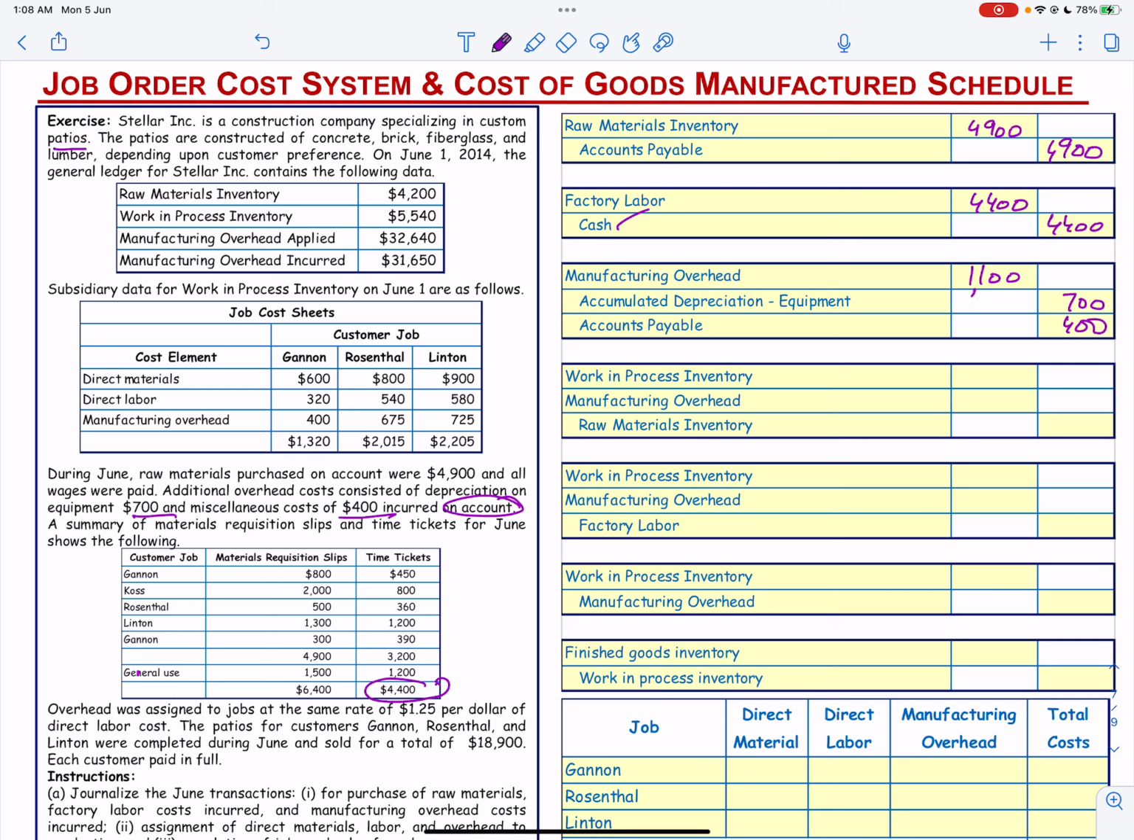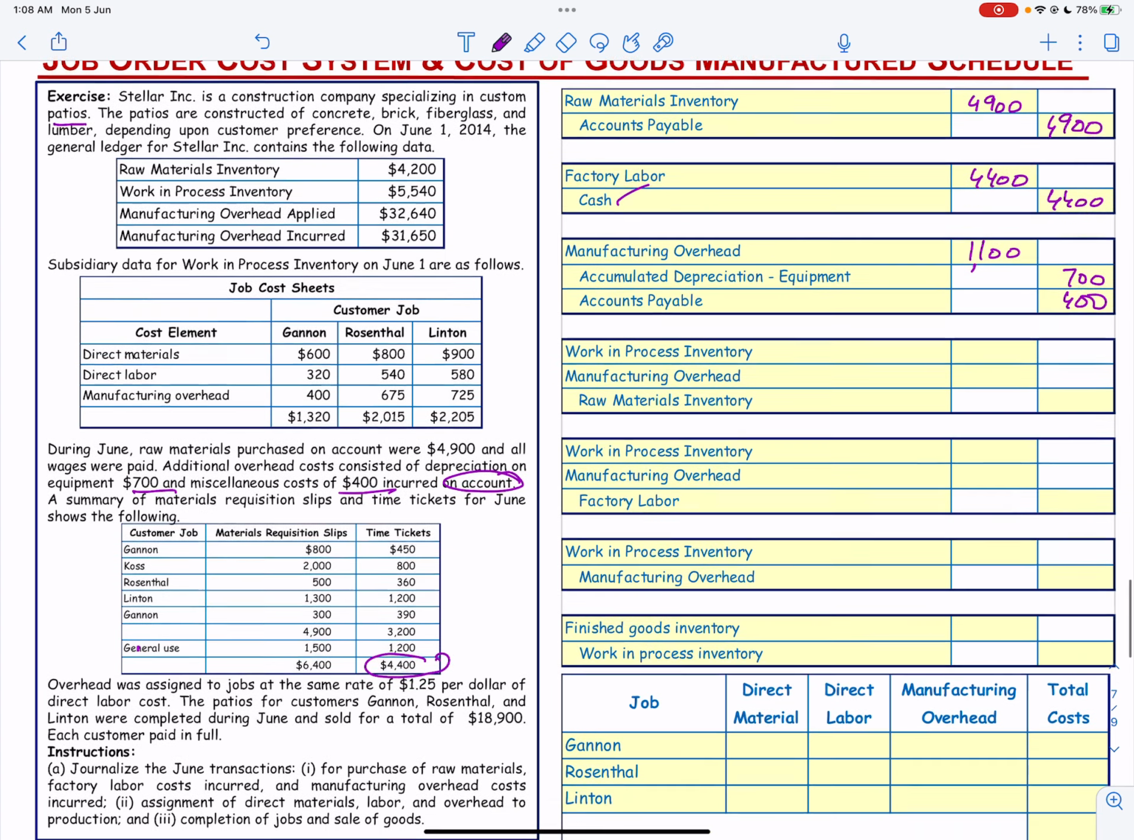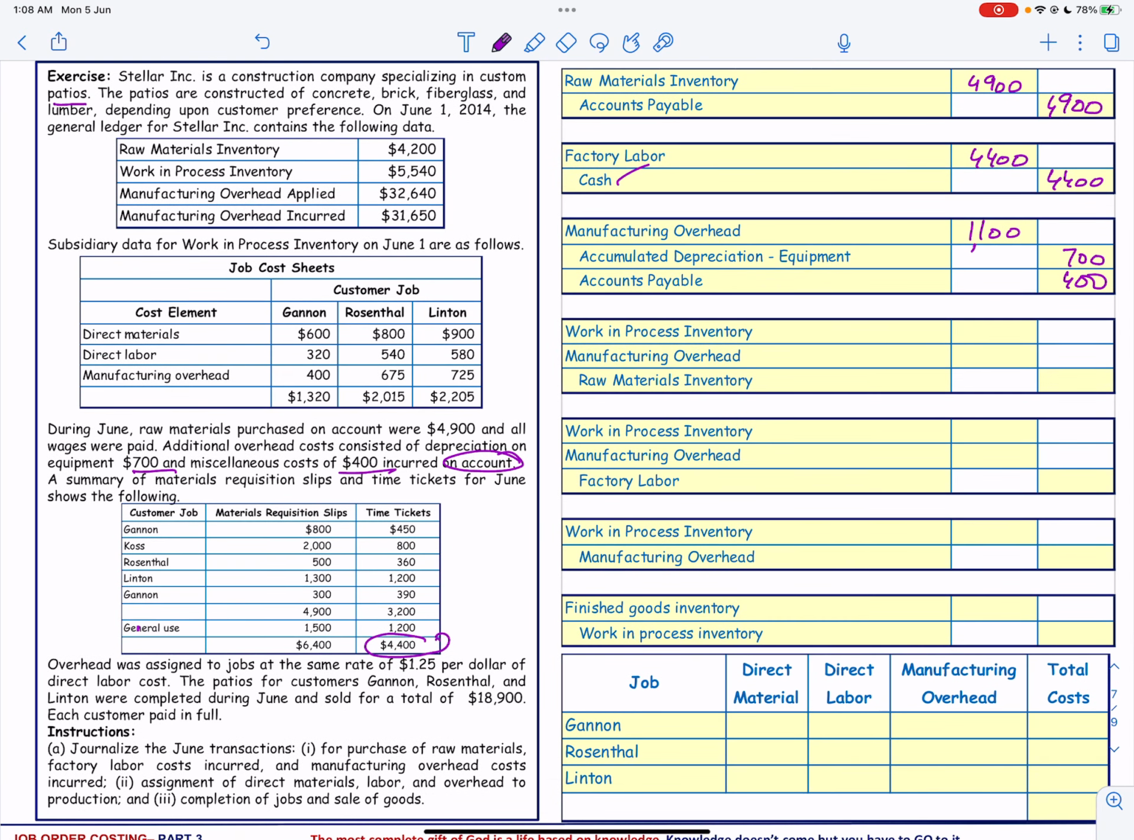Okay, then we have done all the three journal entries. We have done the journal entry for purchase of raw material, factory labor, and manufacturing overhead. We go to the second part, assignment of direct material, labor, and overhead.